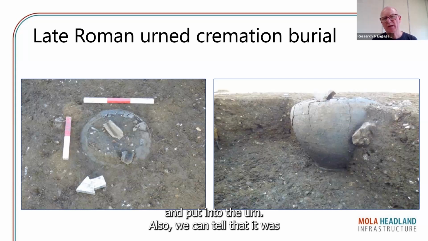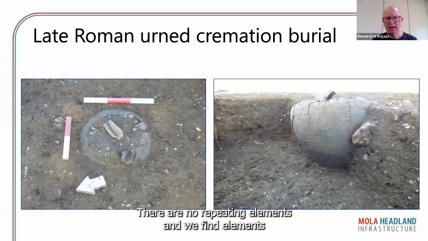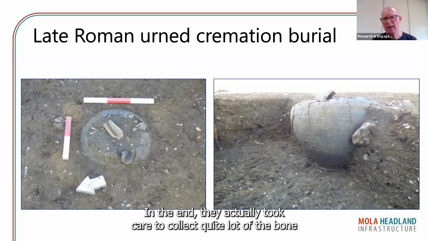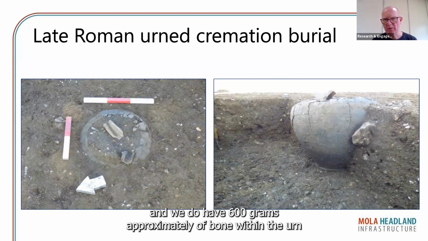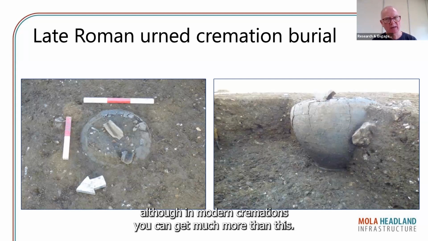Also, we can tell that it was probably just a single adult individual who was put into the urn. There are no repeating elements, and we find elements from all areas of the skeleton. And this implies that the collection of the remains following the cremation was fairly carefully done. So it wasn't just a token deposit in the urn. They actually took care to collect quite a lot of the bone. And we do have approximately 600 grams of bone within the urn. This is a reasonable amount for an archaeological cremation, although in modern cremations you can get much more than this.